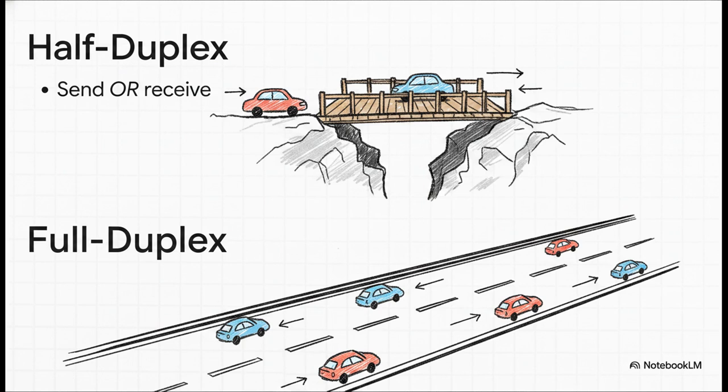Half duplex is basically a narrow, one-way bridge. A device can send or receive, but only one stream at a time to avoid a crash. Full duplex? That's your modern two-way highway. You can send and receive at the exact same time. If there's a mismatch here, like one side thinks it's on a highway and the other thinks it's on a single-lane bridge, it literally tanks your network speed with constant digital collisions.